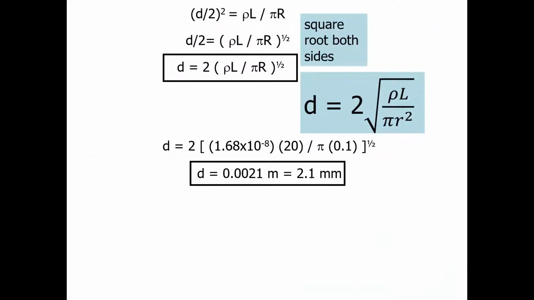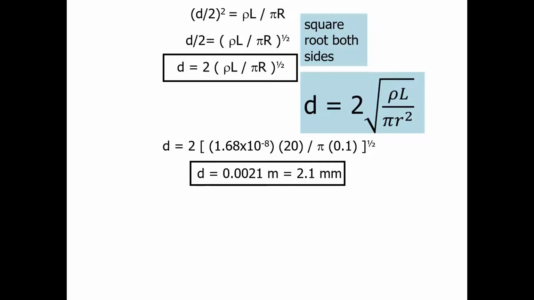You get d over 2 squared. Remember, d over 2 is just r, so d over 2 all squared is equal to rho L divided by pi r. And then square it both sides. Remember, the aim is to get d, so square it both sides. You get d over 2 equals brackets rho L divided by pi r all to the power of half. And you know that anything to the power of half is a square root.